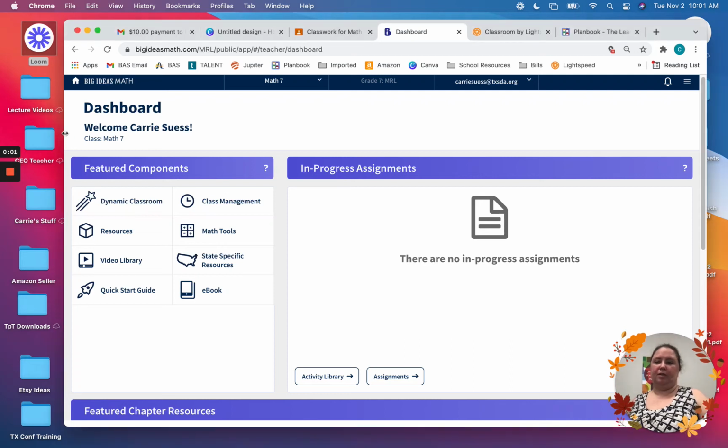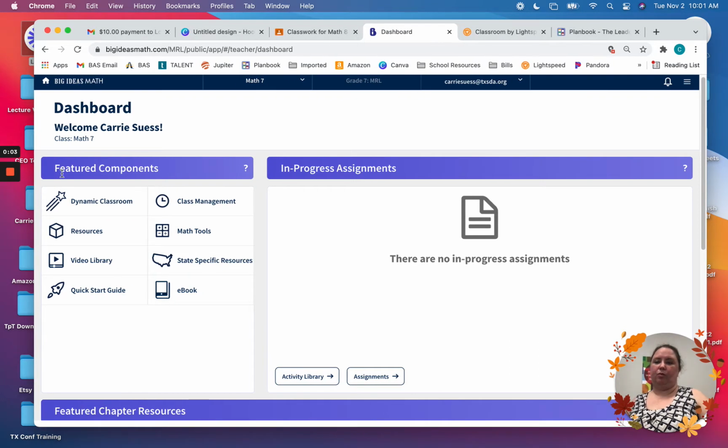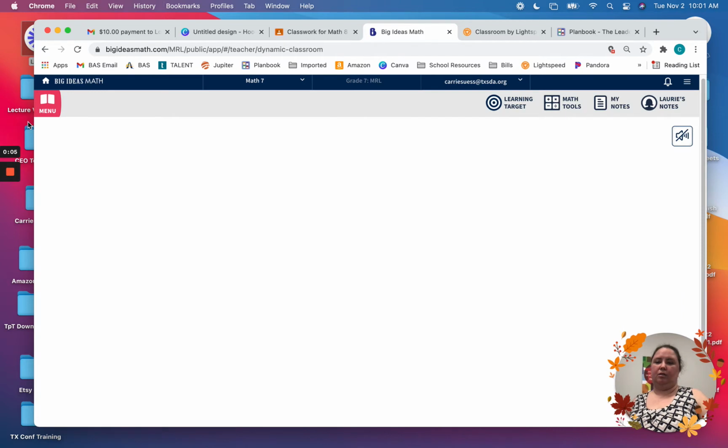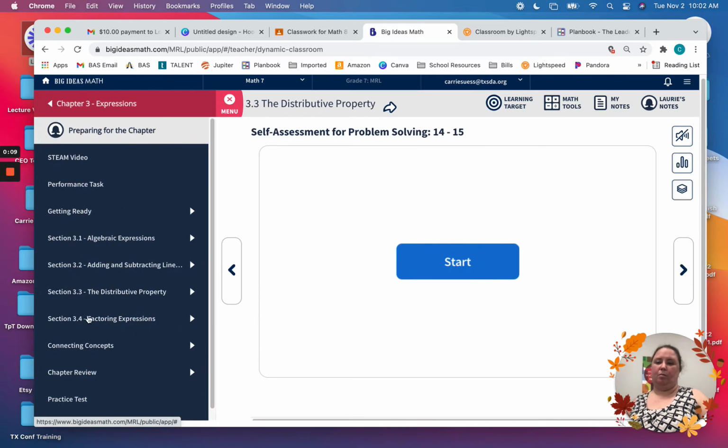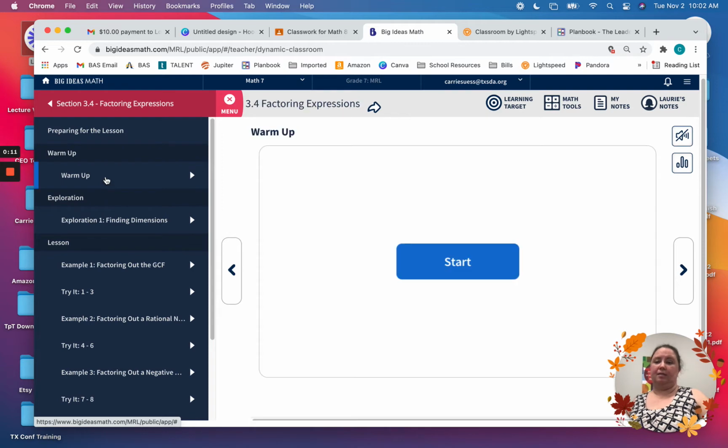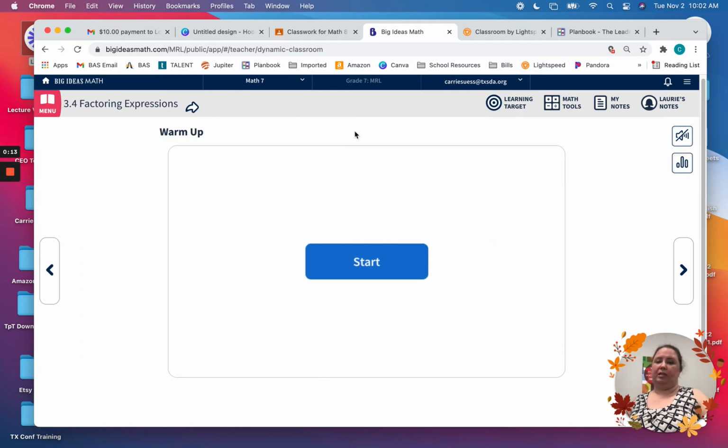All right, 7th grade lesson 3.4. So go ahead and go to lesson 3.4 and work on the warm-up. This is the last lesson of this chapter. Factoring expressions.